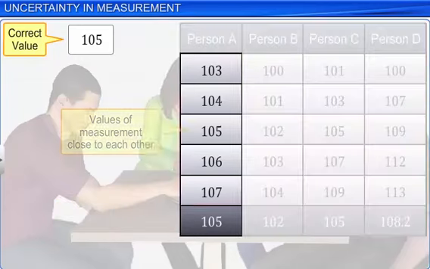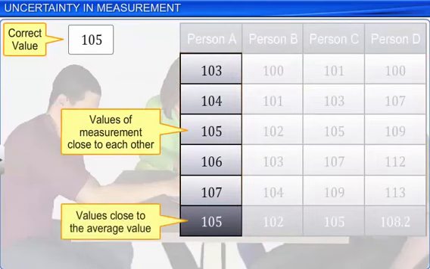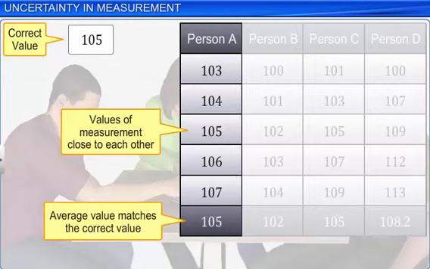If the values of measurements are close to each other, and hence close to their average value, then the measurement is said to be precise. Let's look at the data to understand what it shows us. For person A, the average value matches the correct value. Also, the values of different measurements are close to each other. Hence, we can say that A's data is accurate and precise.